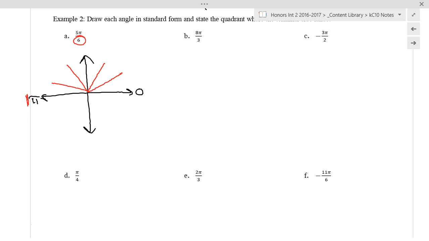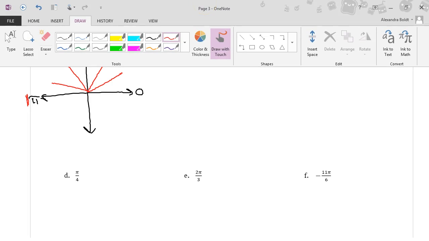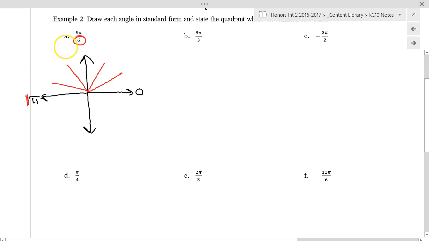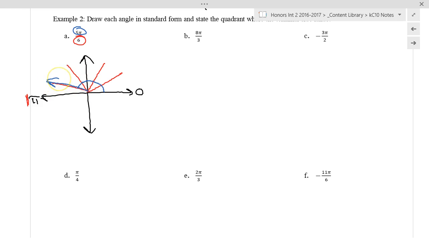Now once I split that up, I'm going to look at my top number. I'm going to go 5 of them. So if I start here, I go 1, 2, 3, 4, 5. Here is 5 pi over 6. And that's in quadrant 2. That's it. So you're splitting the top half of your circle into however many sections there are.